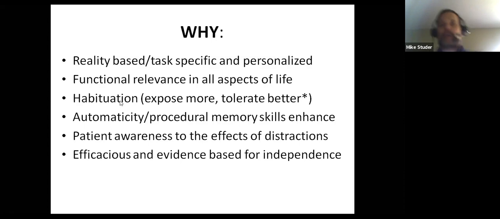And then also our ability to be able to automatize and force a single task to become even more overtrained, overlearned, and again, more procedural is much more efficient when there's a dual task superimposed. We also have to understand something that's often overlooked is merely the importance of improving someone's awareness to the effects of distractions. And then finally, really the efficacious nature of dual tasking to be able to demonstrate truly that a person is independent only within a loaded environment rather than just an environment in solitude.